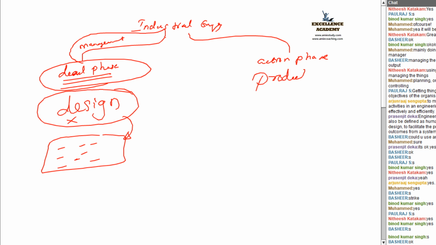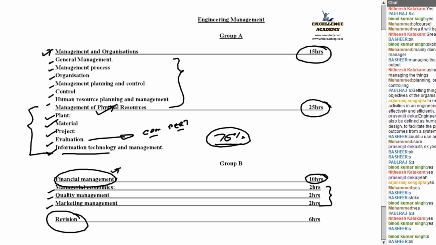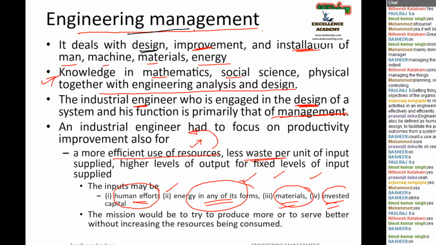That is production, where a new product takes its birth. That's why we call it the action phase. And here, what is his role? Effective use of resources without any wastage. So this somewhat deals with engineering management. So I think you all get what is meant by this industrial engineering, sorry, engineering management. This slide is okay, isn't it?